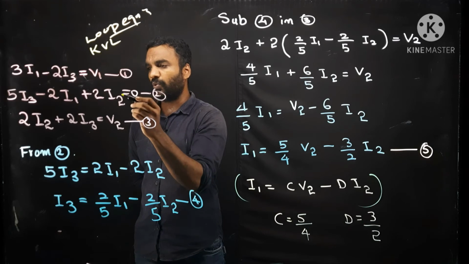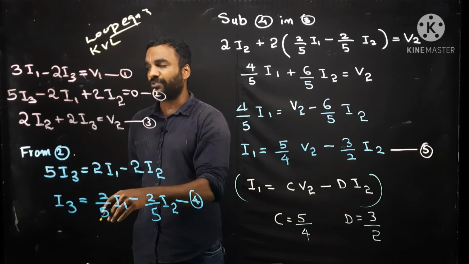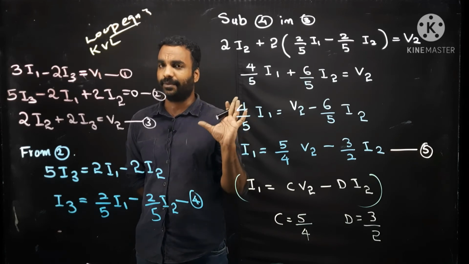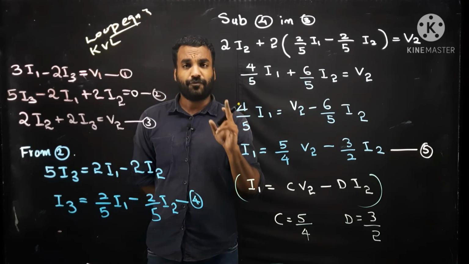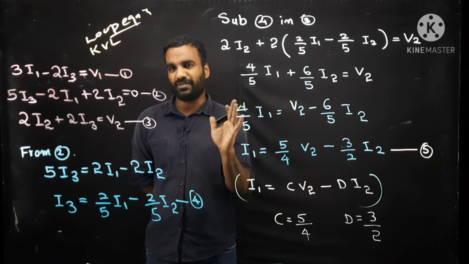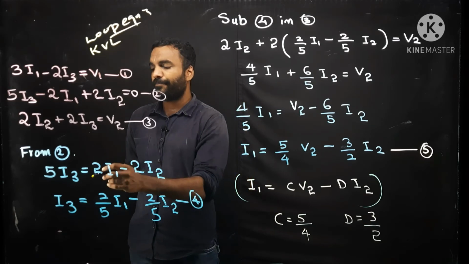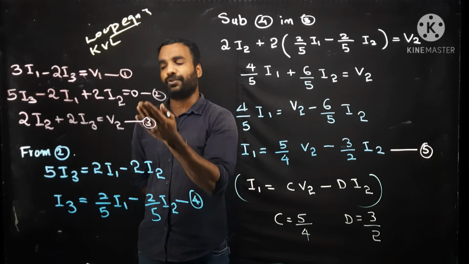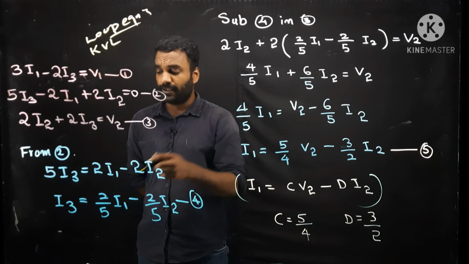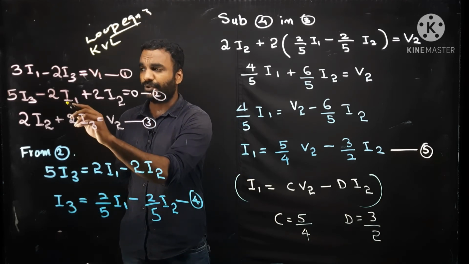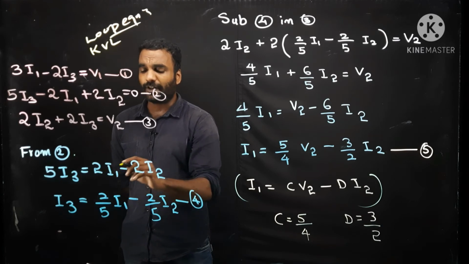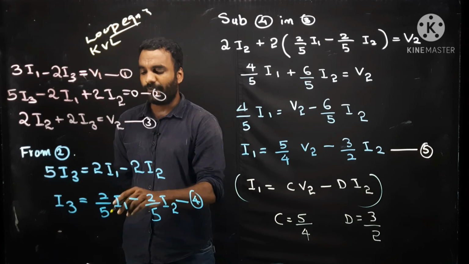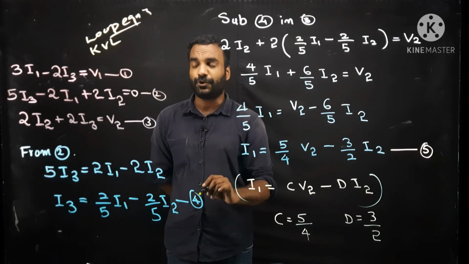From equation number 2, I am taking I3 outside because we want only I1 and I2 in the standard ABCD parameter equation. V1, V2 and I1, I2 are there. I3 is not there. We don't want I3. So I3 should be taken out from one of the equations and substituted in the other equation so that I3 can be eliminated. So from this equation, 5I3 is equal to 2I1 minus 2I2. Then I3 is equal to, please divide by 5, 2 by 5 I1 minus 2 by 5 I2. That is equation number 4.